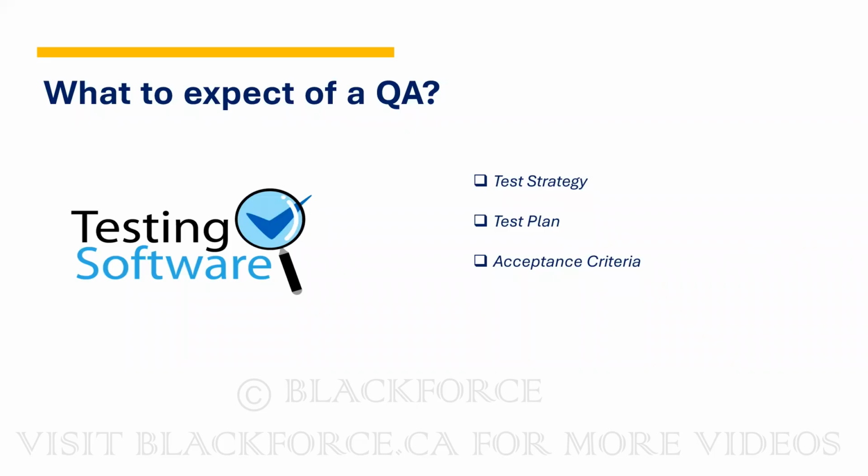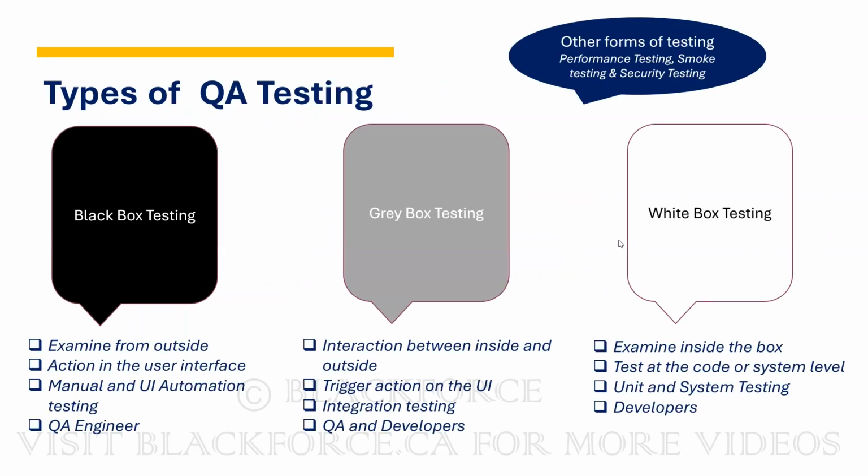So we're done with what we expect from our quality assurance person. Now I want to teach you the types of quality assurance testing that we have. We have different types of quality assurance testing. We have what we call black box testing, gray box, and white box. And we have some other forms of testing like performance testing, smoke testing, and security testing.